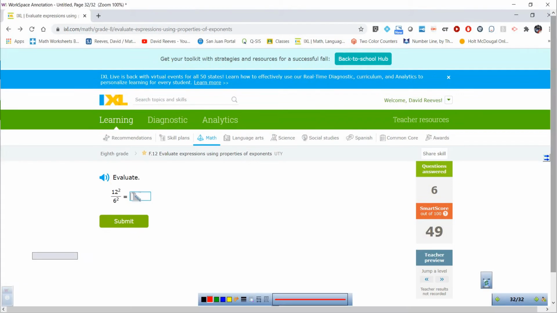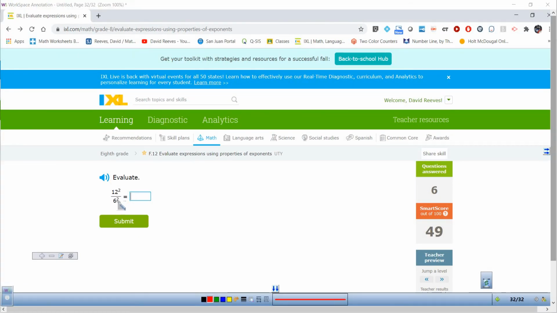All right, now again, these bases are not the same, right? So we need to know that 12 squared divided by 6 squared. Now we actually have an option here because the exponents are the same. So 12 squared over 6 squared, we could write as 12 over 6, squared. We learned earlier that we can distribute that exponent, right? In that case, we could do what's inside the parentheses and get 12 divided by 6 and get 2 squared is equal to 4. So that's one way to do it.